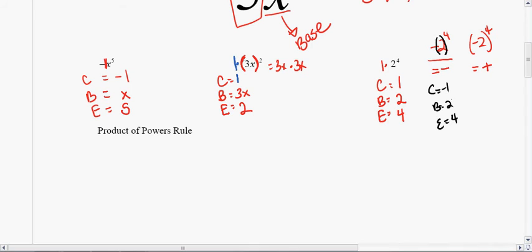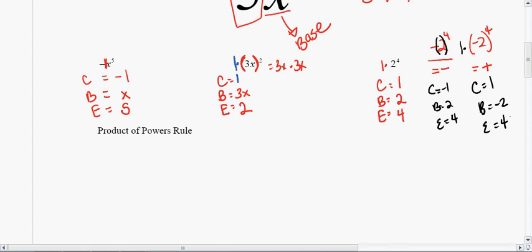In the second example, the negative and the 2 are the base. That's why you end up with a positive answer in the calculator. Let's see, coefficient is a positive 1 out here now. The base is negative 2 and the exponent is 4.